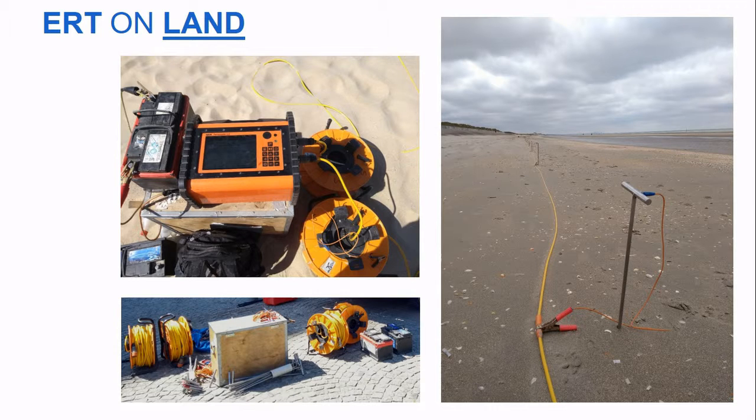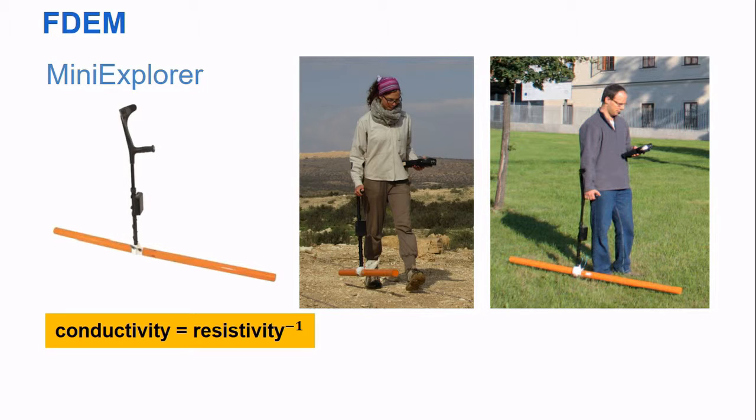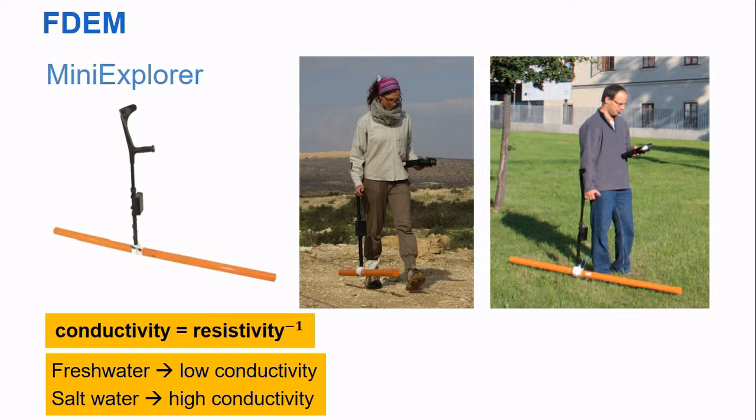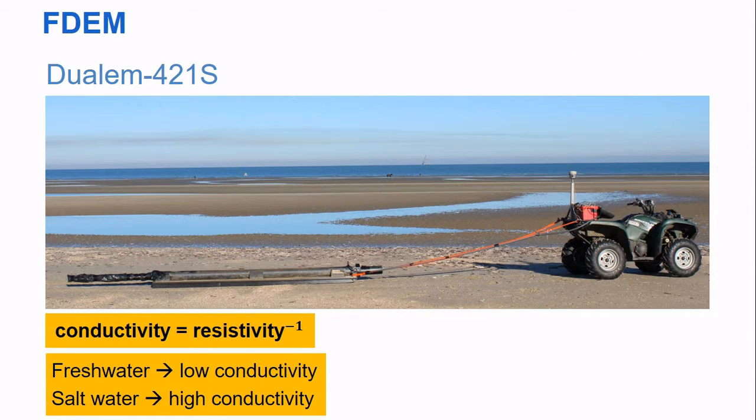We also used ERT on land, which is fairly similar. Next to ERT, we also used electromagnetic induction. This gives us the conductivity, which is a property inversely related to the resistivity, so it can also be used to distinguish fresh from salt pore water. Next to the Mini Explorer, an electromagnetic device, we also used a larger one, which was towed by the quad. Both were used in the intertidal zone.